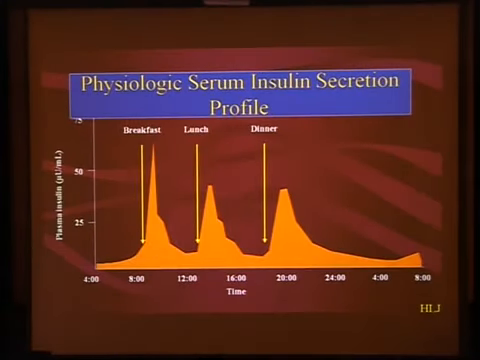This is what Dr. Ala said about the physiologic serum insulin secretion profile. And there is the basal insulin. As we know, our pancreas is producing the basal insulin, about 0.5 unit per kg per day. What about basal insulin? Basal insulin means this is for the basic activities: activity of the heart, mobilization, and daily activities not related to meals.